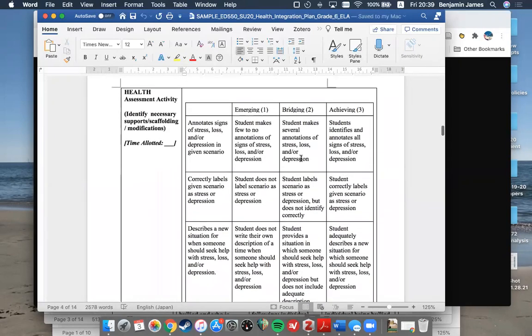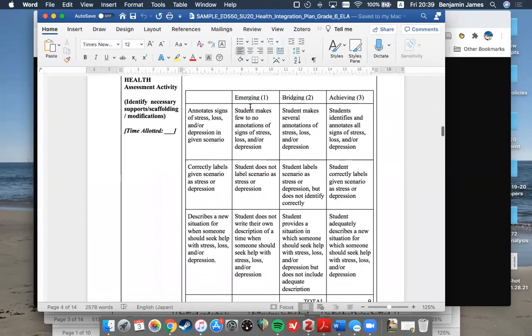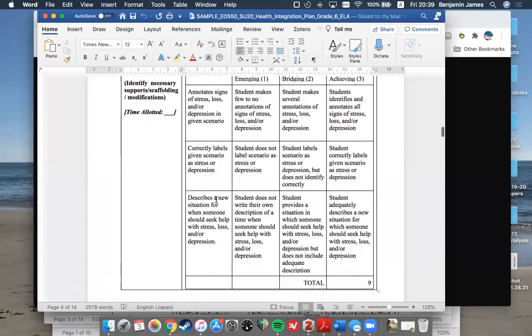Great rubric here. This teacher has organized it by criteria, right? So this row represents, are they able to annotate signs of stress, loss, or depression in the scenario? And there's a range here. Are they able to label a scenario as stress or depression? And there's a range here. And are they able to describe? So here's the identify, these two, and here's the describe.